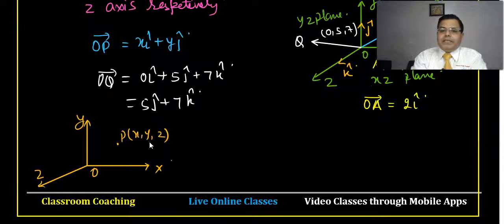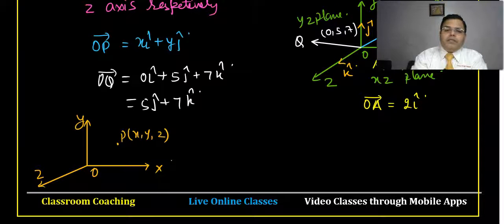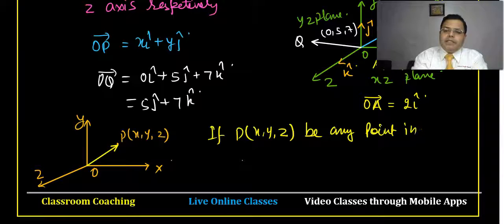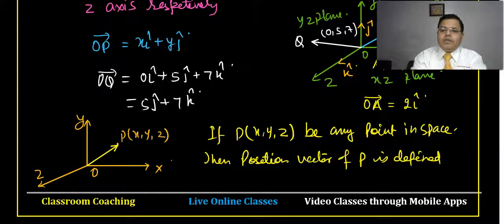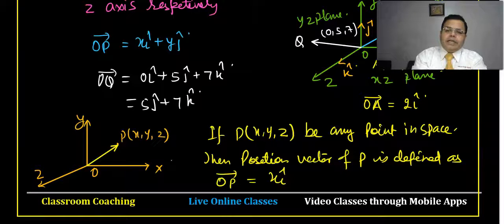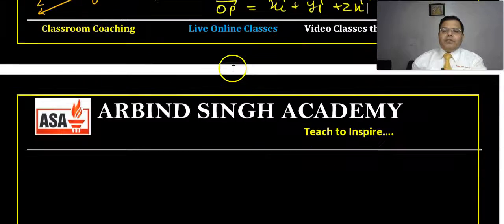But if P is a point in space, then it must have an x coordinate, y coordinate, and z coordinate, all. In that case, the position vector of P can be defined as follows. The position vector of P is the vectorial representation of P with respect to the origin. If P is any point in space, then the position vector of P is defined as OP, that is xi plus yj plus zk.